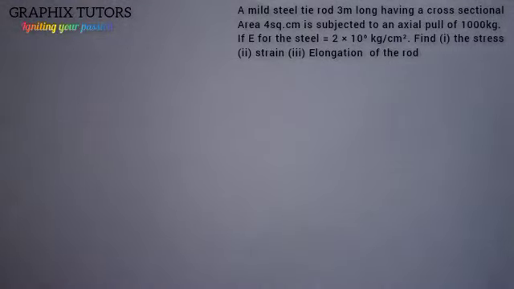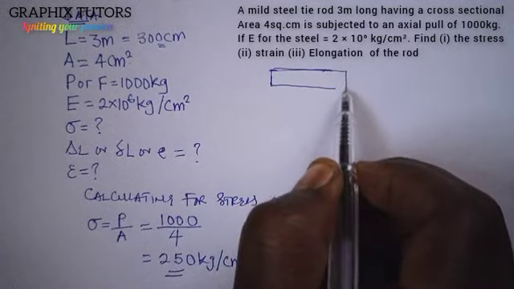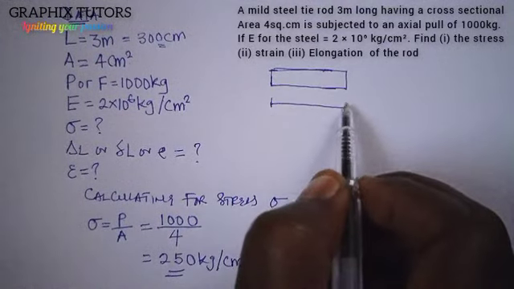Now one thing you need to understand is this: the question says the length of a tie rod. Let's assume this is the tie rod here, this way, and the length of that tie rod is given as 3 meter, right? And it's subjected to an axial pull, which means it is in tension, right? This is our force P. So in this kind of case, you're going to be expecting an increase in length.